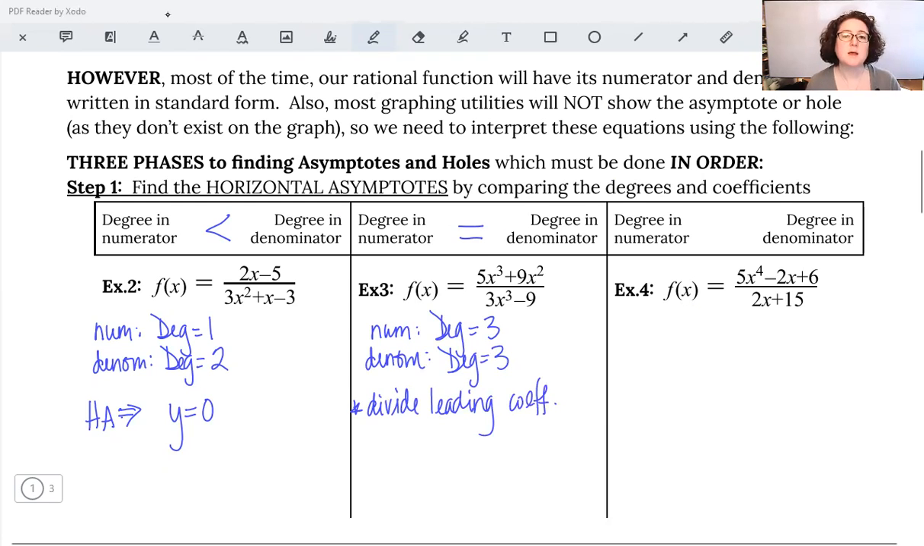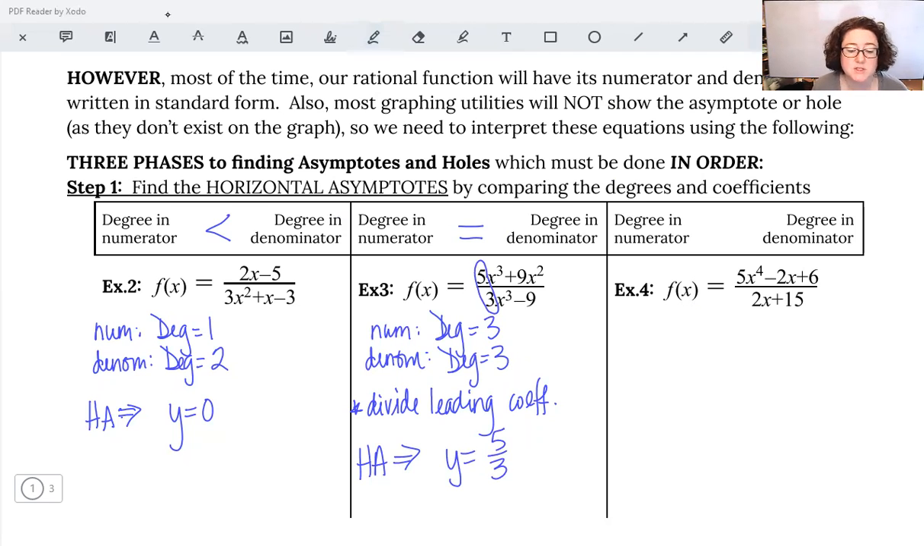In other words, the constant that's right in front of that x cubed, let's just make a fraction with that. So that means in this scenario, our horizontal asymptote is going to be y equals 5 over 3, because again, I'm just using the 5 and the 3 that are the leading coefficients in my expressions.